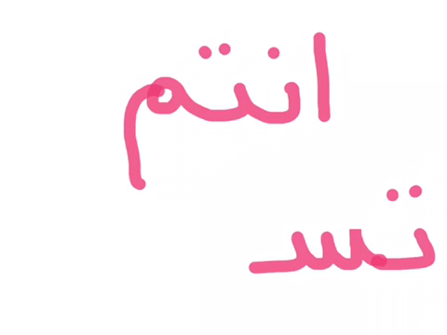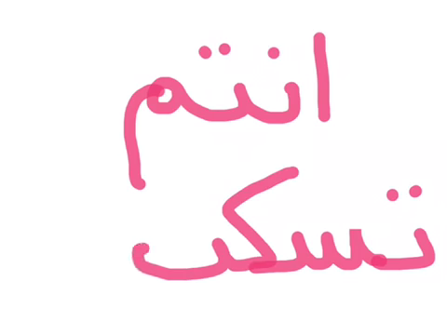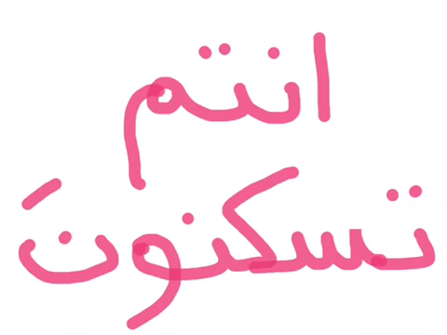If we want to say you all live, we're going to start with a ta, we're going to add our three root letters, but then we're going to add a waw, a noon, and a fatha at the end. So it becomes teskununa. You all live.